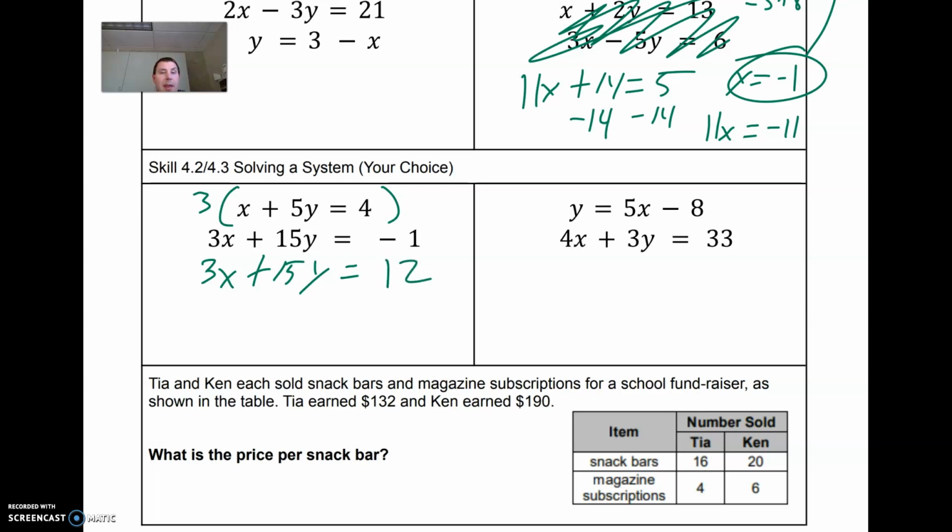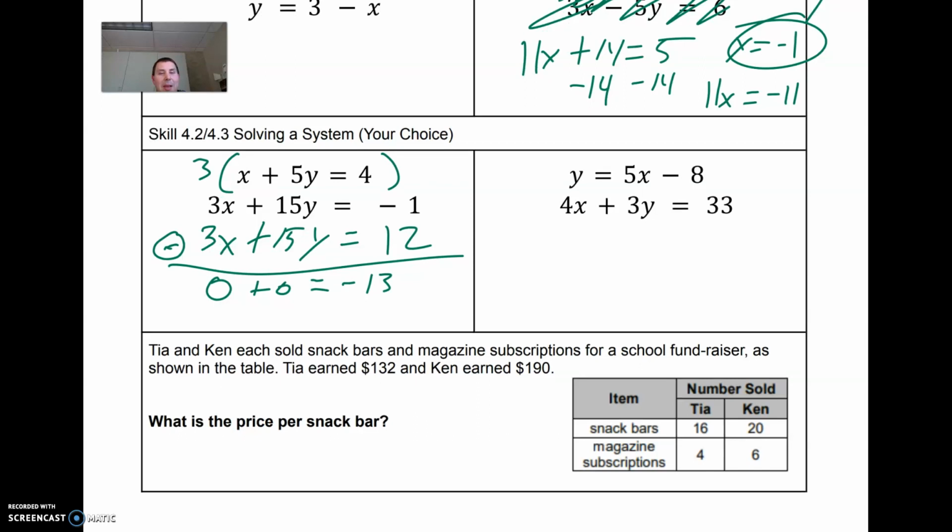Okay, and now in that case, since I have positive 3x and negative 3x, I'm going to figure out the difference. I'm going to subtract. So 3x minus 3x is 0. 15y minus 15y is 0. Negative 1 minus negative 1 minus 12 is negative 13 because they're both negative. And you'll notice that both x and y cancel here.